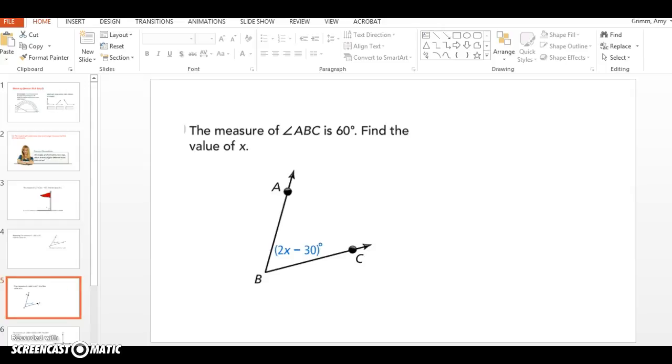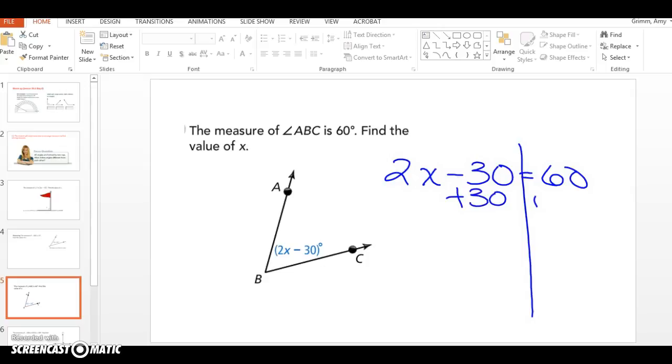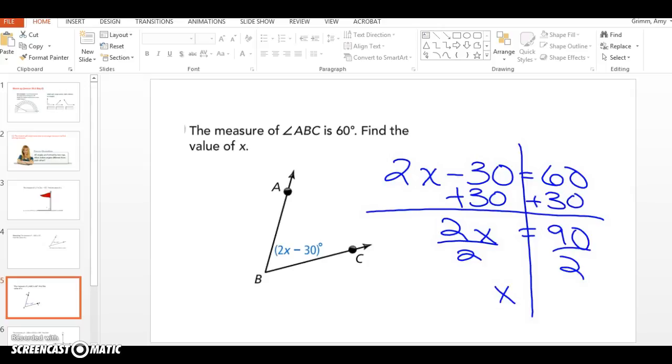Love this, so that's great. So you guys did the 2x minus 30, and you knew it equaled 60. And almost every screen I saw, you knew to add 30. And so you had 2x equals 90. And then you divided both sides by 2. And you got x equals 45. Outstanding. Okay? All right, let's look at the next thing.